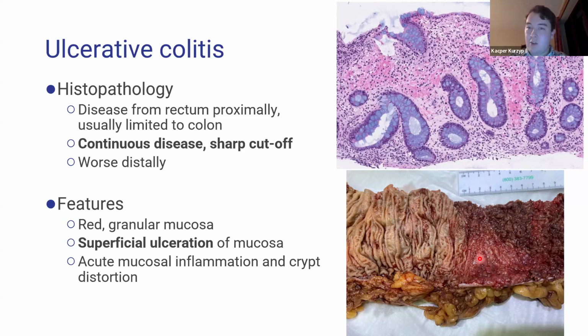And as you can see on histology, the inflammation is superficial. The deeper layers seem fine, maybe a bit of distortion of the crypts, but it is the surface. As you can see, there are ulcers, there is inflammation here on the surface, and it just looks a mess.